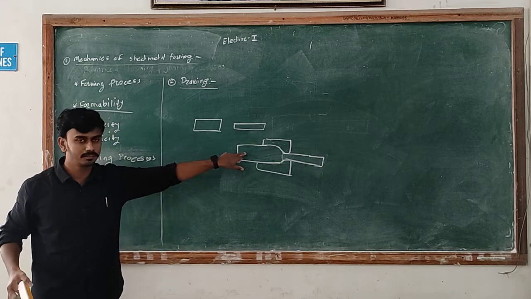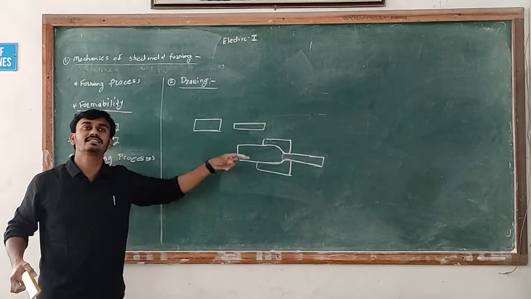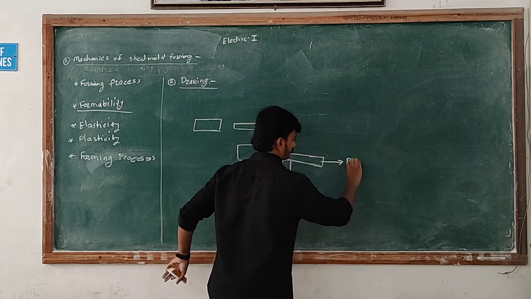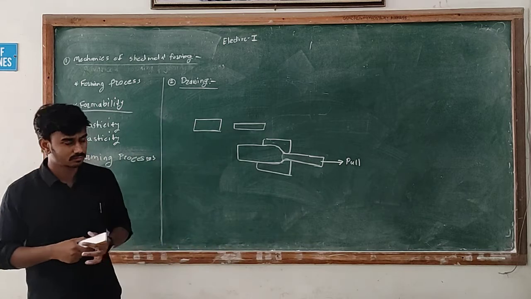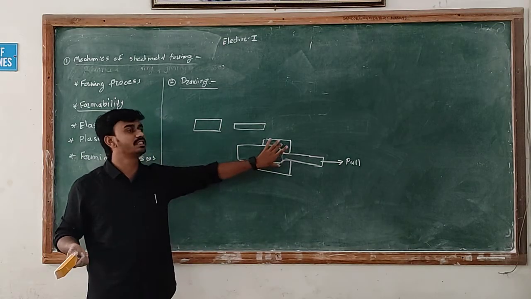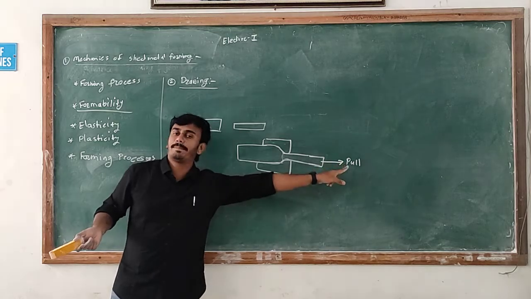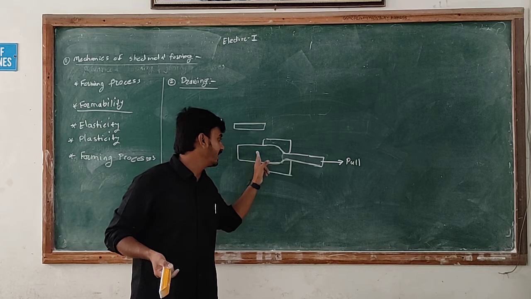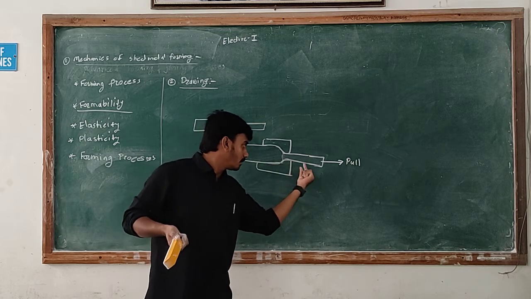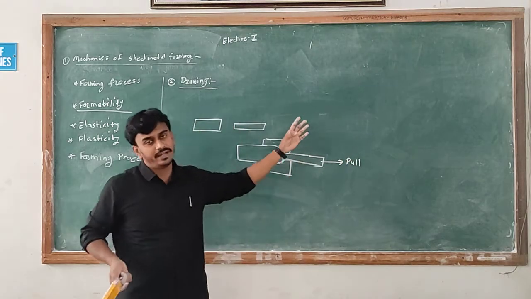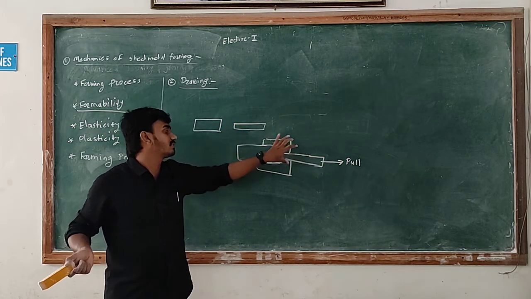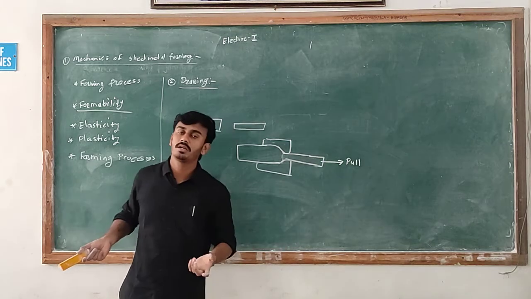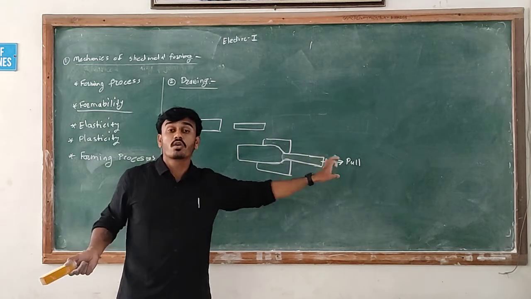Suppose this is my raw material and I want to reduce its size. Here the material is passed through this die and a pull force is applied on it, and due to this pull, the material passes through this die, and due to this force, the size of this raw material is converted into our required shape. So this is called the drawing process.